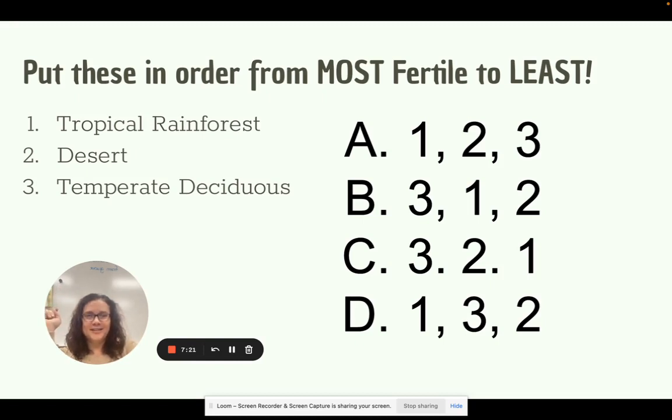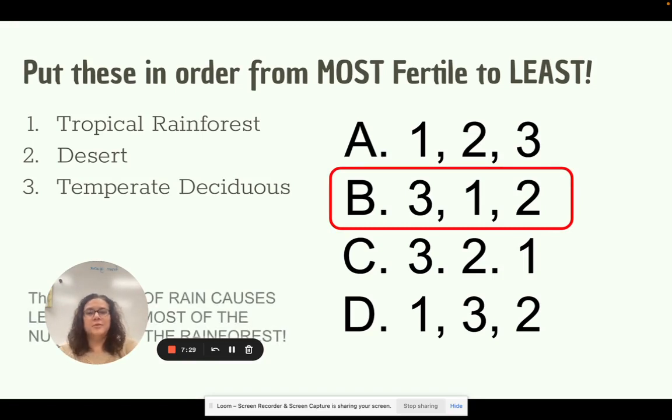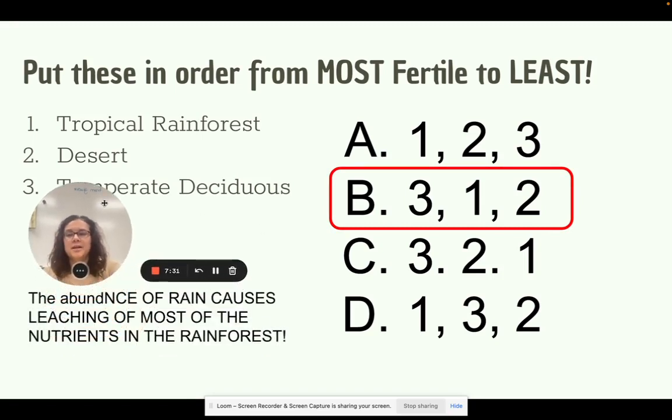All right, so your answer, let's see how you did. Your answer is actually B, and this is usually surprising to most people. The problem with a tropical rainforest, the reason that it is not number one, is that there is so much rain there that we actually get too much leaching of the nutrients in that environment. So temperate deciduous forest actually out of those three has the most fertile soil, followed by rainforest, followed by desert.